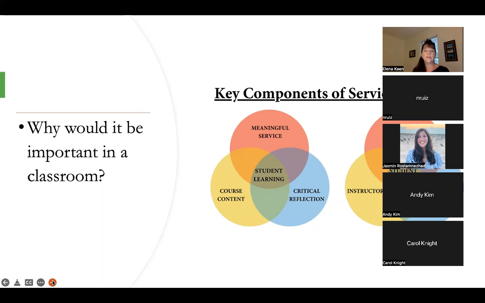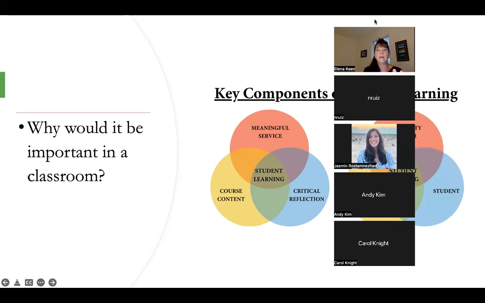Essentially, it's meaningful service, course content, and critical reflection that all come into service learning, which is in the middle. And then on the right-hand side, you have a community partner, yourself as the instructor, and the student, who is involved, and that is student learning as well. So these are all key components of service learning.